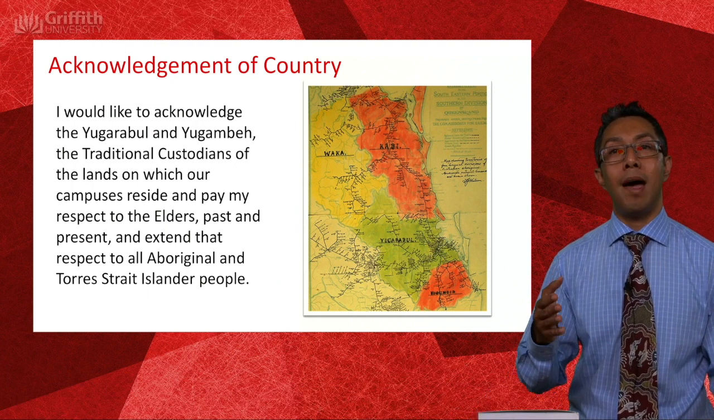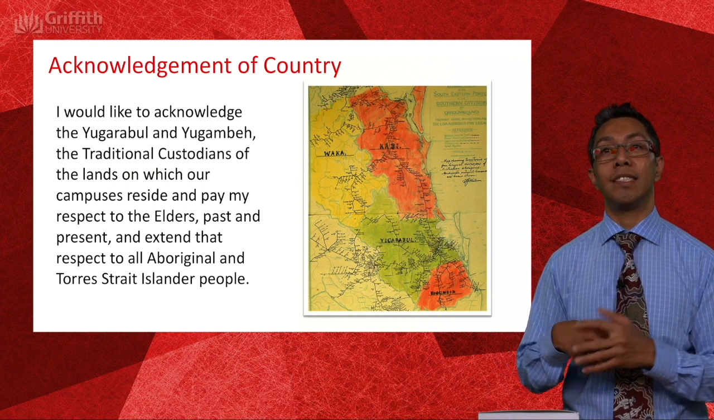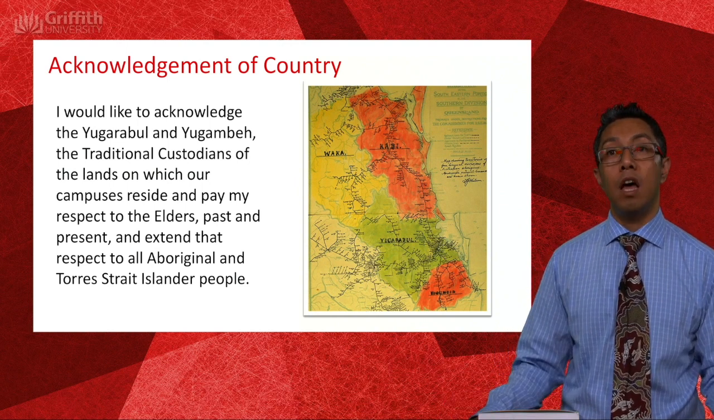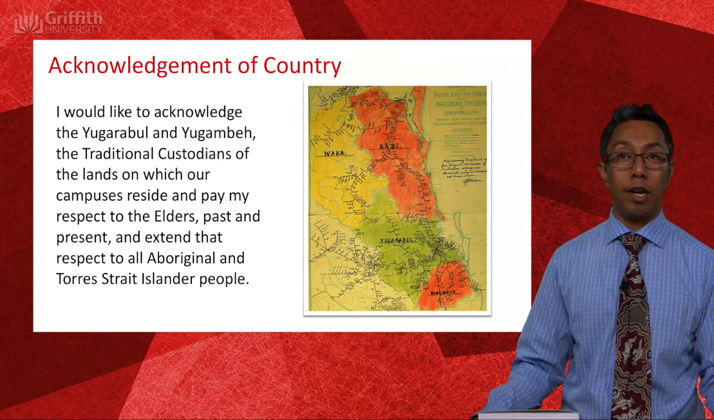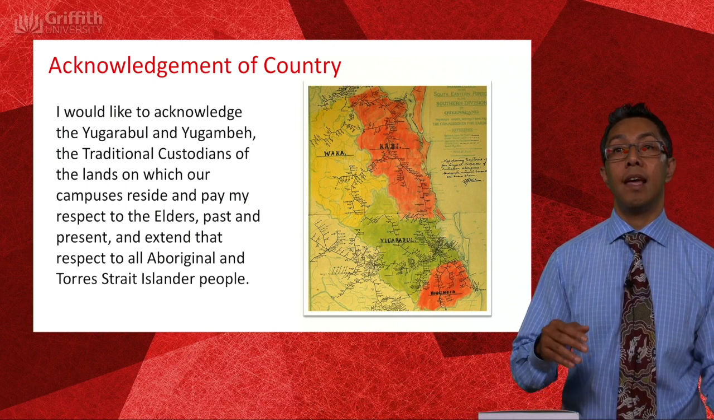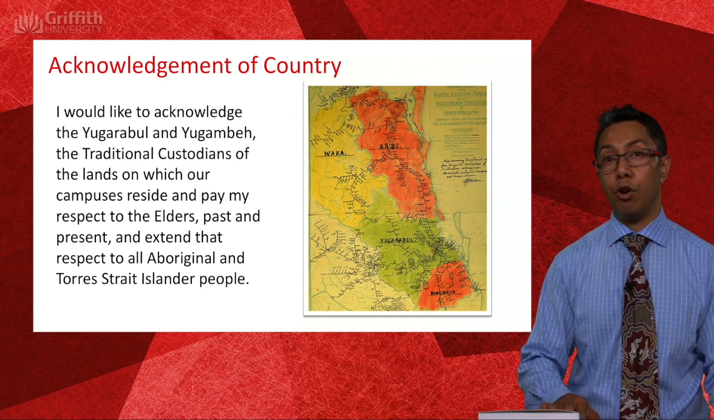So you can see here on the map the language groups within the southeast corner of Brisbane. You can see the Yugambeh people there in the green, which is where our Mount Gravatt campus is, and the Yugambeh down here in the Gold Coast region.